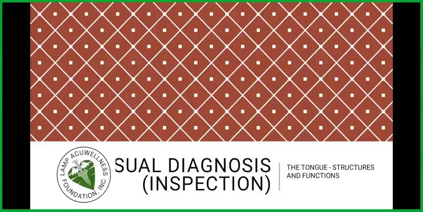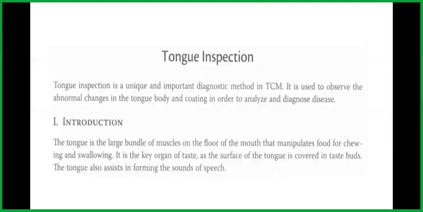Let's talk about visual diagnosis, the tongue structures and functions. The tongue inspection is a unique and important diagnostic method in TCM. It is used to observe the abnormal changes in the tongue body and coating in order to analyze and diagnose disease.